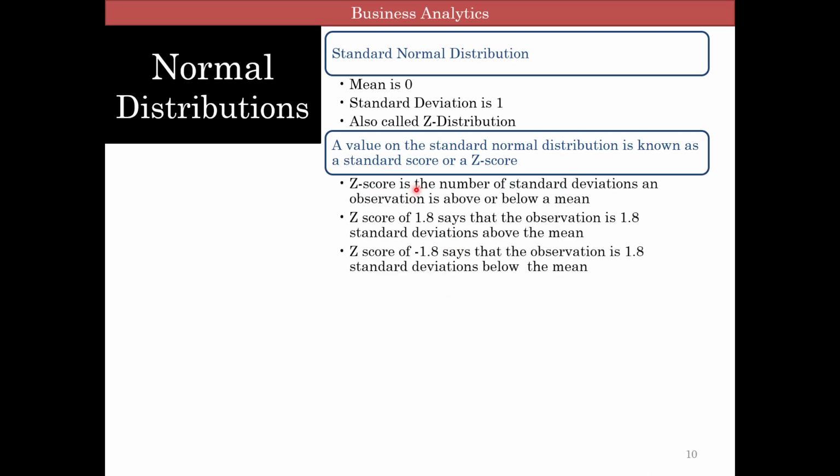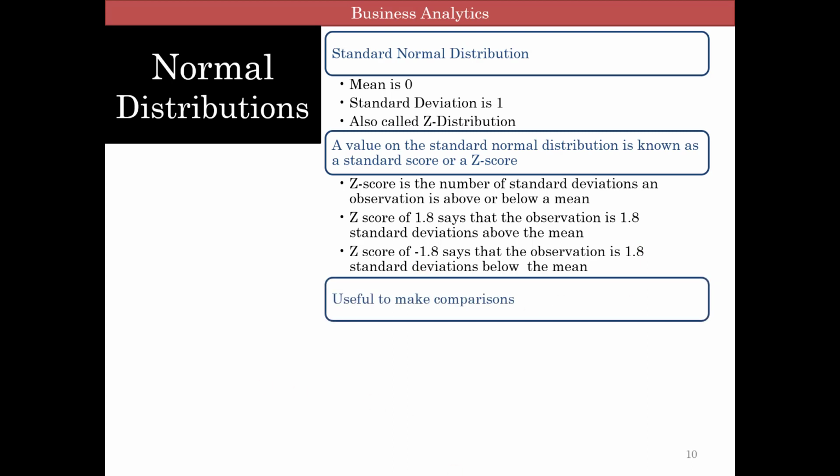So Z-score is the number of standard deviations an observation is above or below the mean. A Z-score of 1.8 says that the observation is 1.8 standard deviations more than the mean, and a Z-score of negative 1.8 says that the observation is 1.8 standard deviations below the mean. Now this is useful to make comparisons.